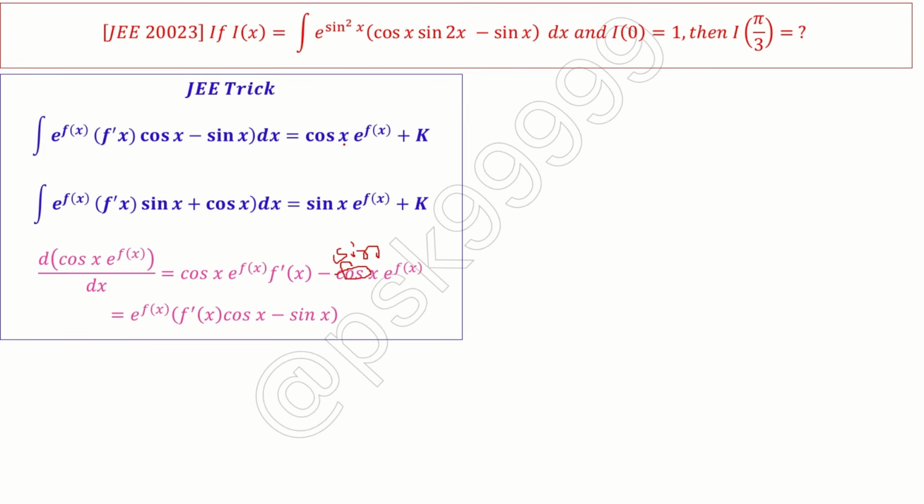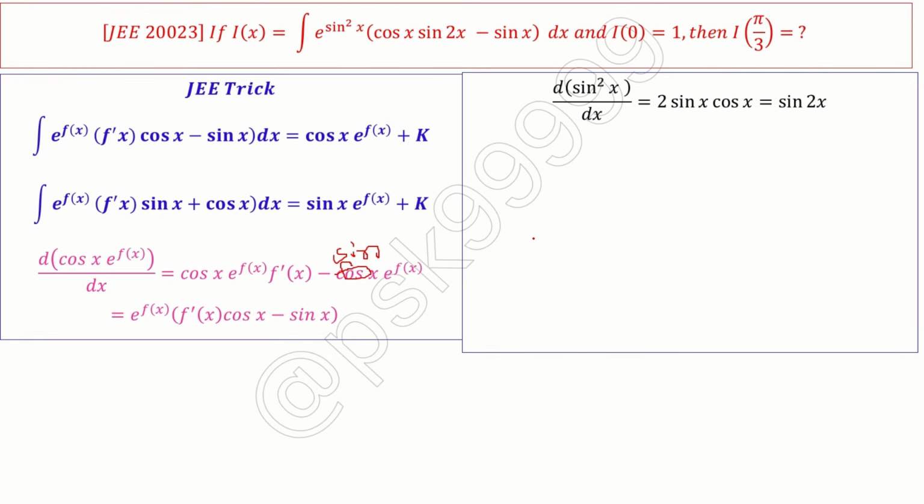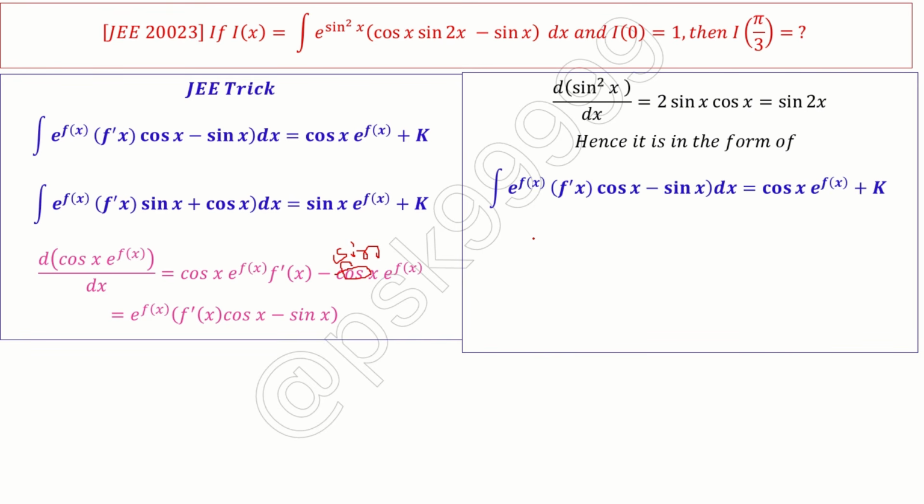If I differentiate this, I am getting this value, which means if I integrate this, I'll get this value, correct? Now this problem looks very simple. We know that the differentiation of sin square x by dx is 2 sin x cos x, which is sin 2x. So everything is set. It is in this form. So I of x equals cos x into e to the power of sin square x plus constant.